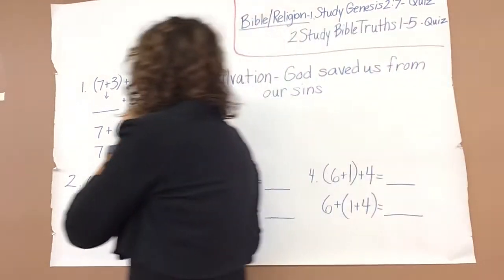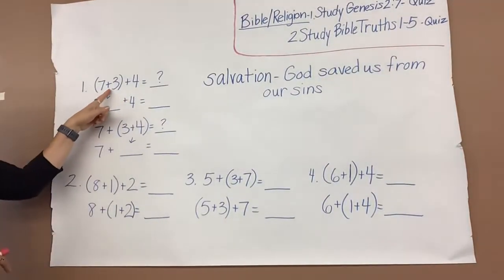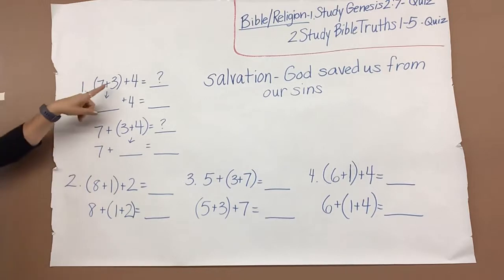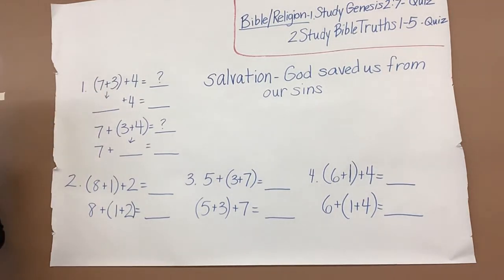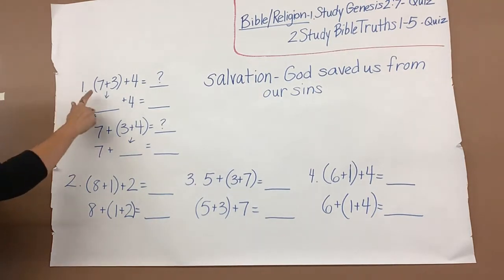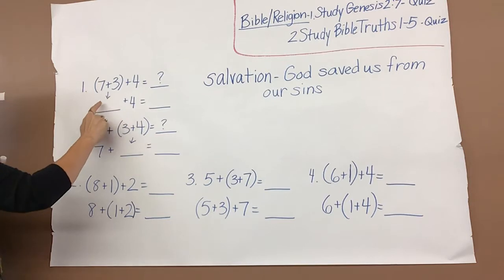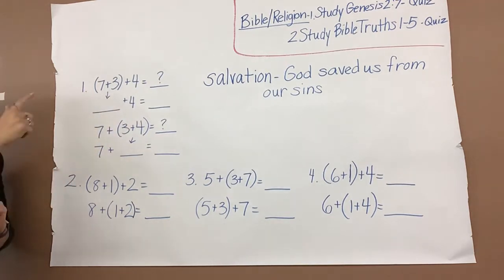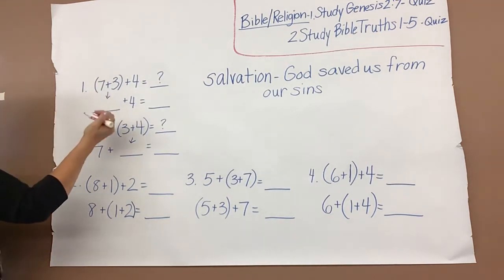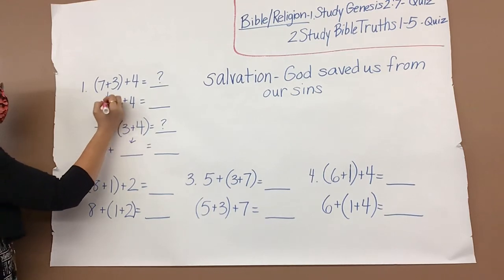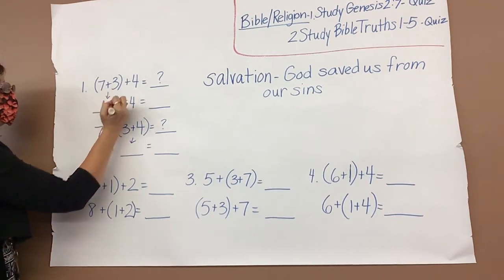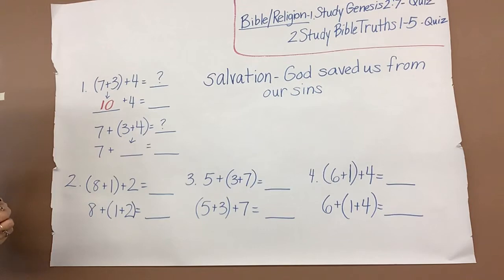Number 1 says 7 plus 3 plus 4. Now, did you notice that the 7 plus 3 is in parentheses? So you're going to do what's in parentheses first. Now, for number 1, they actually draw an arrow to go down. Normally, they're not going to do that. So underneath 7 plus 3, what is 7 plus 3? 10. Those are two numbers that add to 10. That was the property we used for that. So put a 10 underneath that.